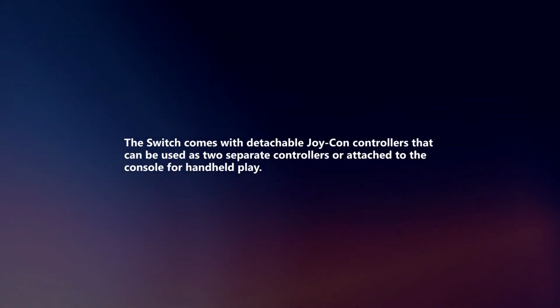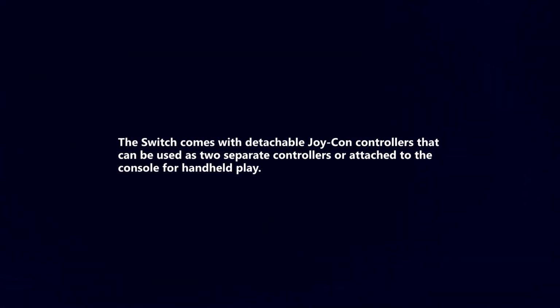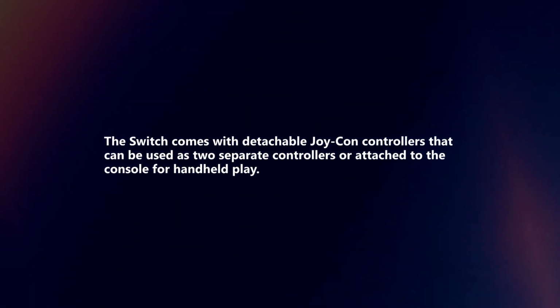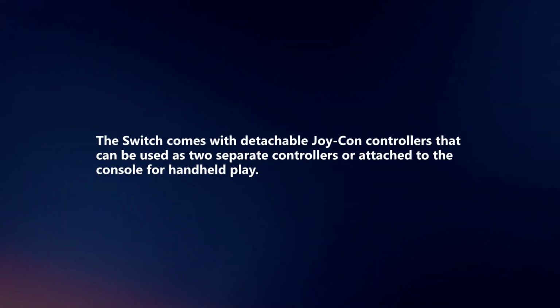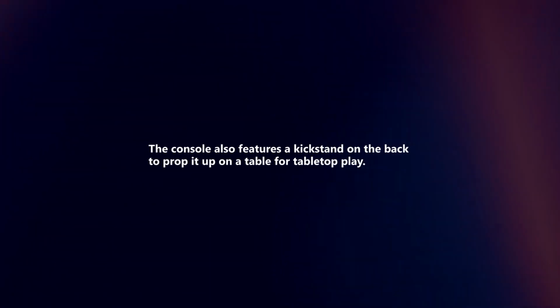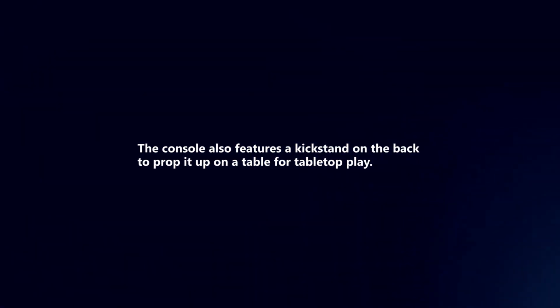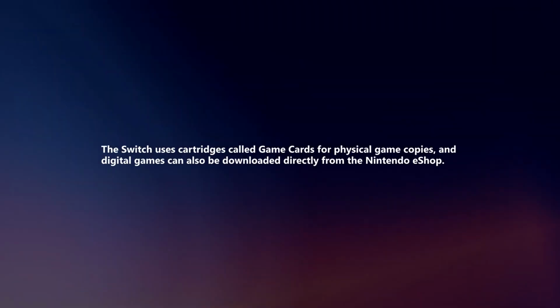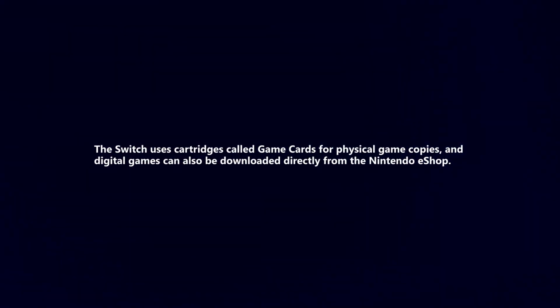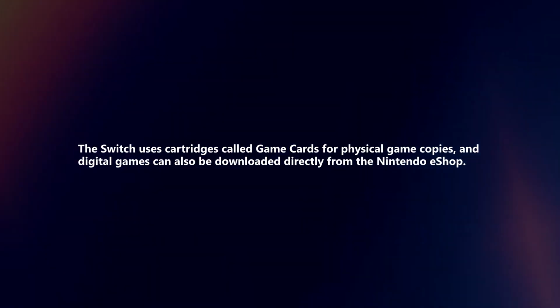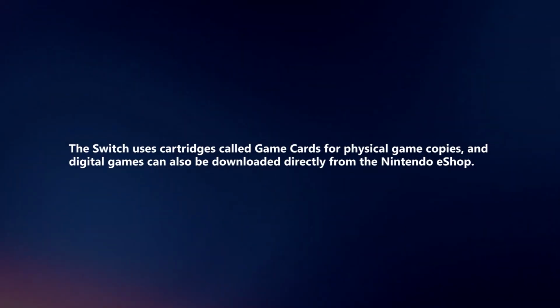The Switch comes with detachable Joy-Con controllers that can be used as two separate controllers or attached to the console for handheld play. The console also features a kickstand on the back to prop it up on a table for tabletop play. The Switch uses cartridges called game cards for physical game copies, and digital games can also be downloaded directly from the Nintendo eShop.